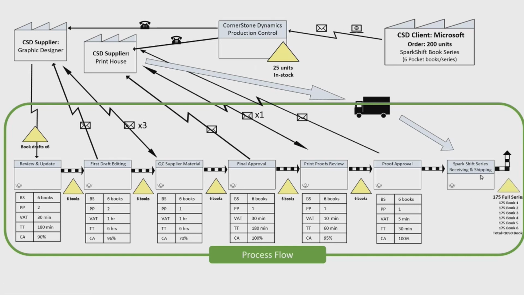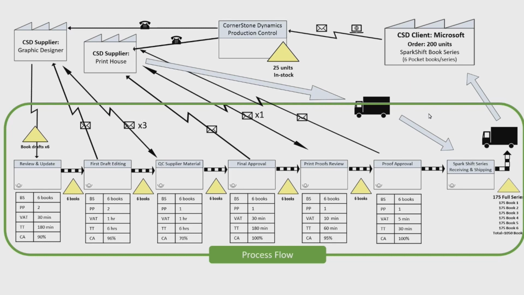So we pull from our order with the print house the order that Microsoft ordered with us originally. So we have 25 units in stock, so we're now pulling 175 units, which in total will give us the 200 units in order to fulfill the order. And then we ship that to Microsoft. So what you have here is a value stream map, which is information flow up here and the process flow. So it just really gives us a good snapshot of how we get these books out the door from the time they've been ordered to our client actually receiving them.